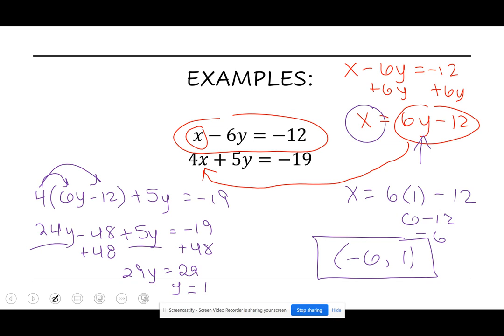So we're going to work on solving these in class tomorrow, so make sure you come to class with any questions you have.